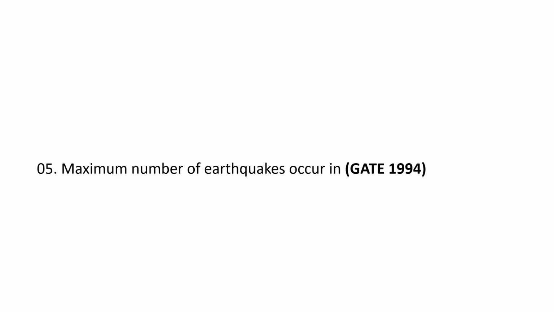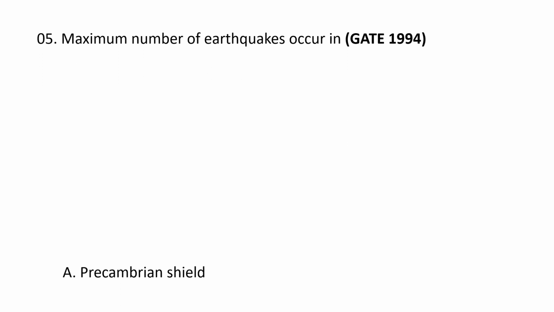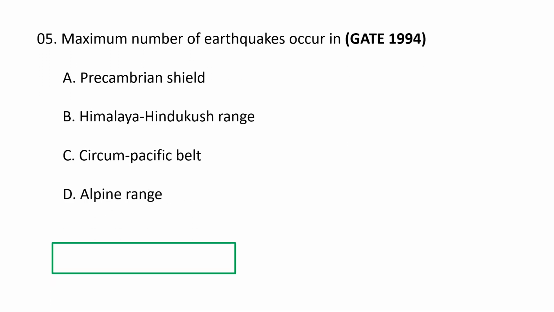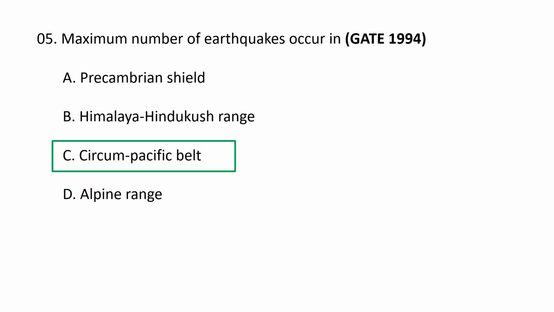Next question. Maximum number of the earthquakes occur in A. Precambrian shield, B. Himalayan Hindu Kush range, C. Circum-Pacific belt, D. Alpine range. So the maximum number of earthquakes occur in the Circum-Pacific belt. It is also known as the ring of fire. Why is it known as the ring of fire? Because it marks a track around the rim of the Pacific Ocean. Also, since more than 75% of the Earth's volcanoes and 90% of the earthquakes are witnessed here, it is also called the ring of fire. C is the correct option.